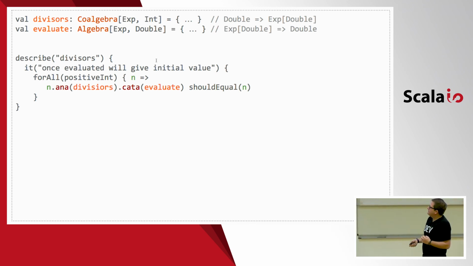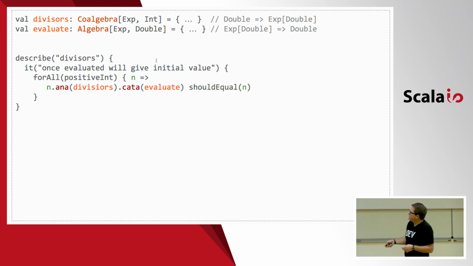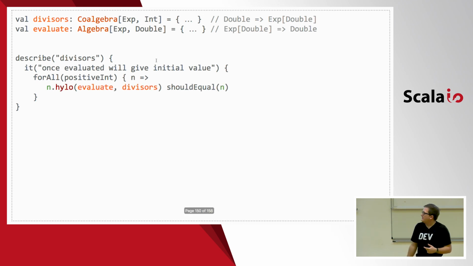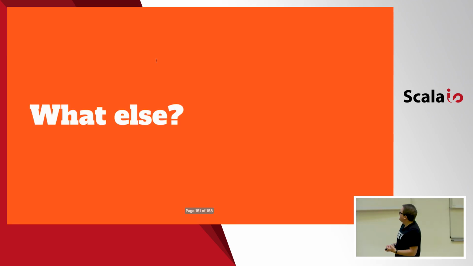I can write a property-based test. I could just, for example, test if those two work together properly. For any arbitrary value, whatever value you create, I could run anamorphism for that value, which would create an expression, and then catamorphism to evaluate that expression, and that should give me the initial value back. So for any n, this should always be the same value. And instead of having that, I could just call hylo. And as I said, it just runs faster, but underneath, semantically, it's exactly the same thing.